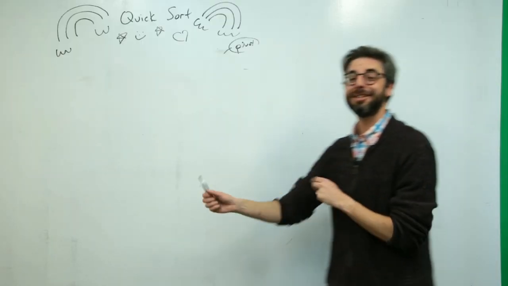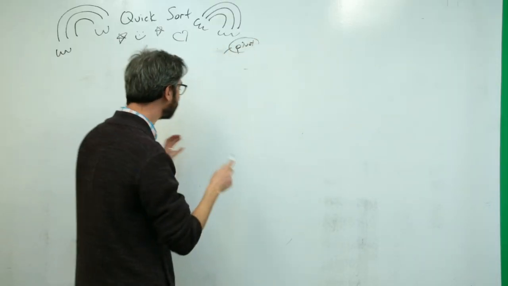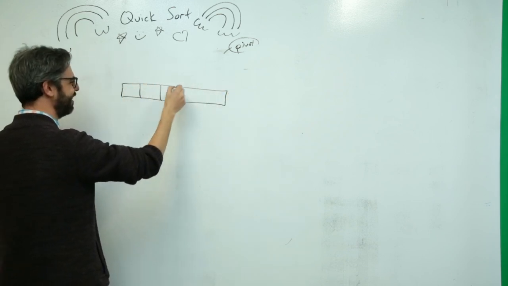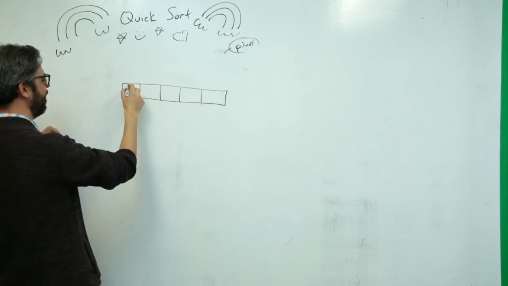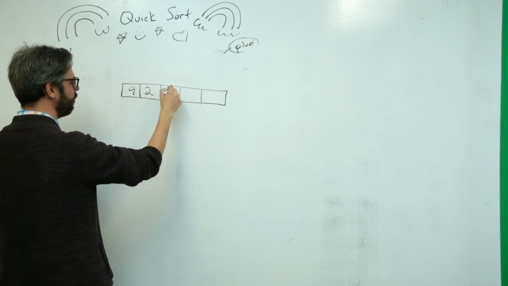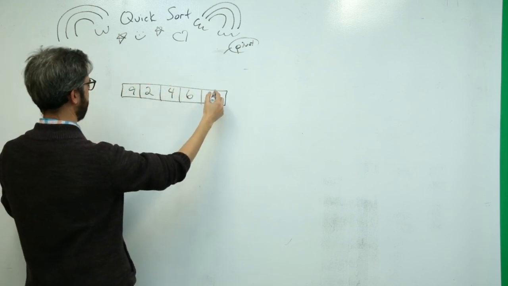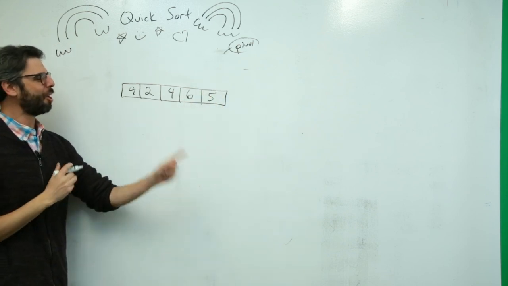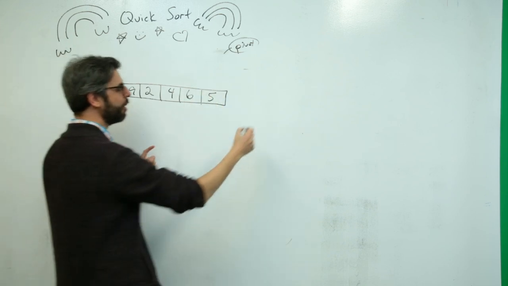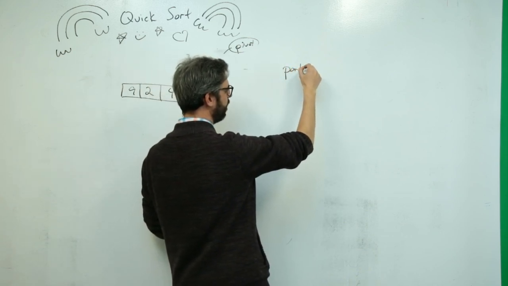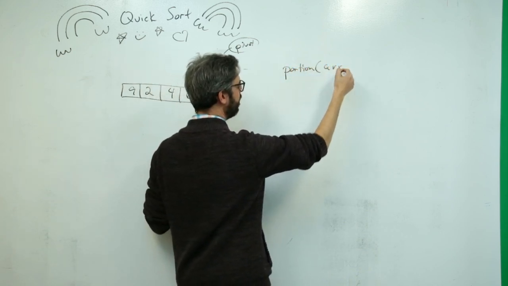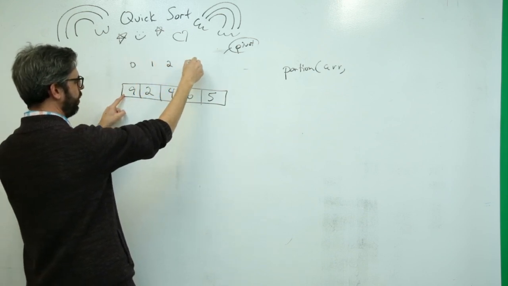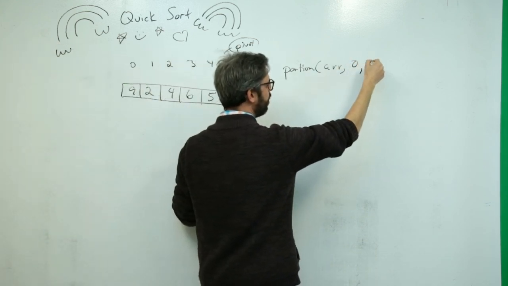All right, let's talk about that partition function. The partition function is really where everything happens. So I'm going to make an array of just 5 elements: 9, 2, 4, 6, 5. Okay, I think this is good. So when I call partition, the first time we call partition, we call it on the array from start to end, 0, 1, 2, 3, 4. So from 0 to 4.